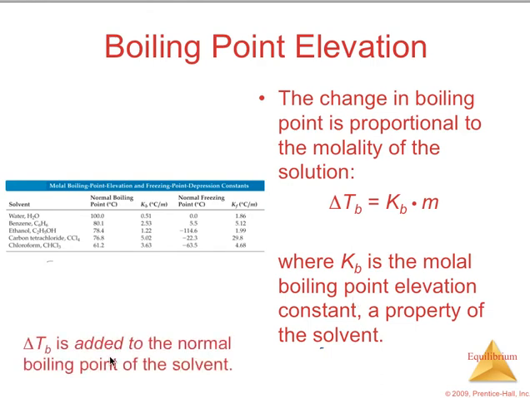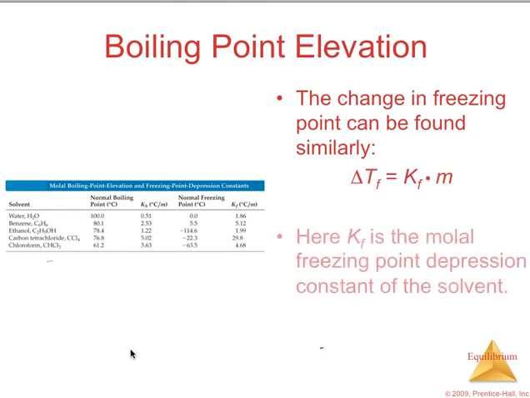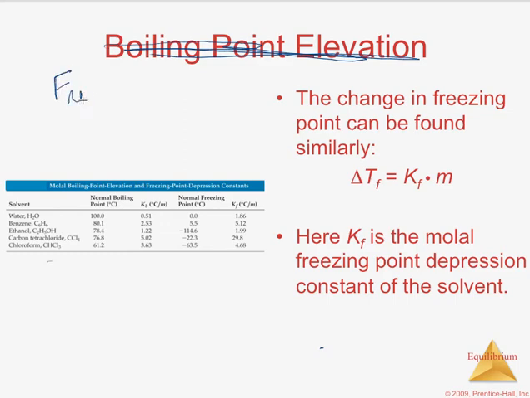Okay. So once you calculate delta T, to find the actual boiling point, you have to add that to the normal boiling point of the solvent because you're making a change, you're increasing that boiling point. The title here is a little wrong. Let's fix the title. This is freezing point depression.